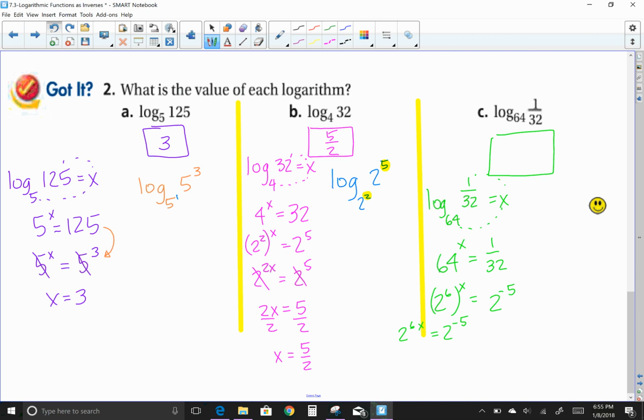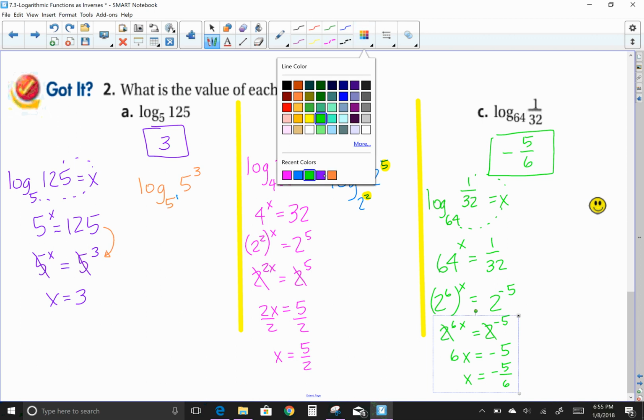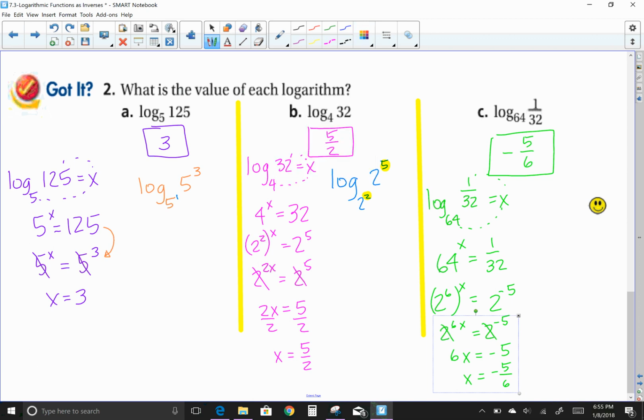And the 2's are the same base. 6x equals negative 5, and x equals negative 5 over 6. So what goes here is negative 5 over 6. And I know you don't mind if I go ahead and do it the short way. So the short way would be the log base 64 is 2 to the 6th. 32, well 32, oops, my bad.